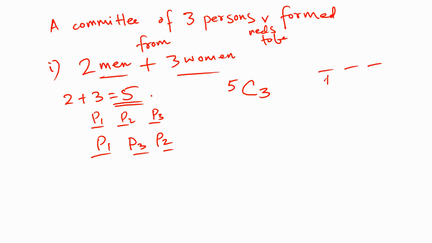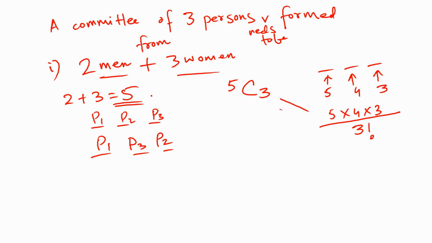So when order is important, we know it should be 5 ways. The first spot can be filled in 5 ways, the second spot can be filled in 4 ways, the third spot can be filled in 3 ways. So it should be 5 times 4 times 3. And since order is not important, we divide it by 3 factorial ways.